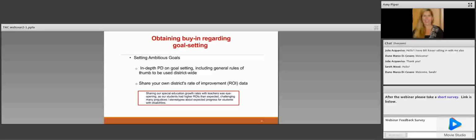So looking at goals, having buy-in for the goal setting, we have done a lot of professional development on appropriately setting goals, really looking at progress monitoring charts, looking at rates of improvement, looking at how we can close our gaps, because we really see that kids can do it. We can really see that kids can do it. They can meet the goals.